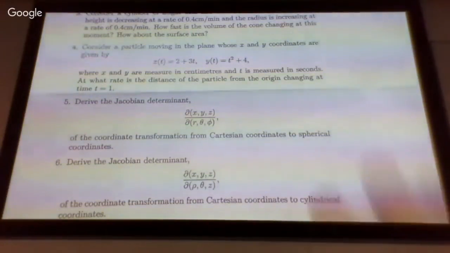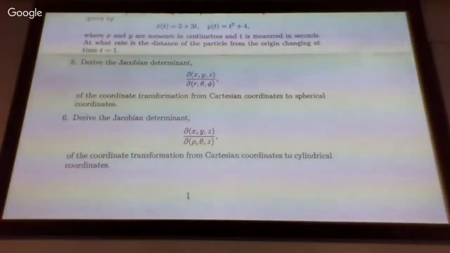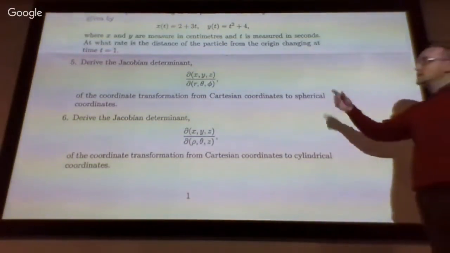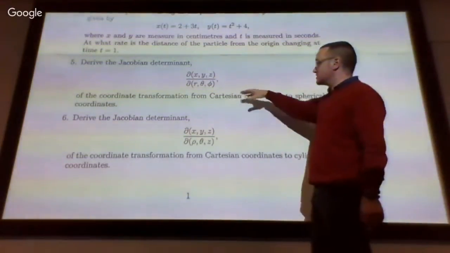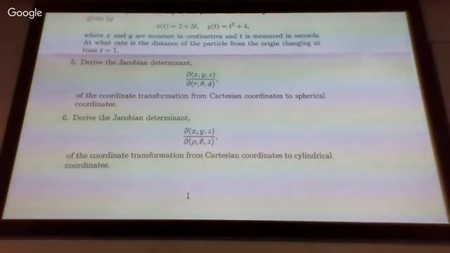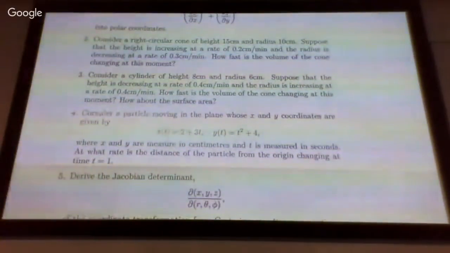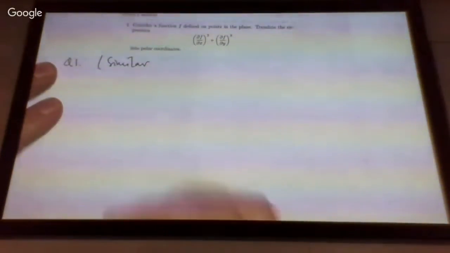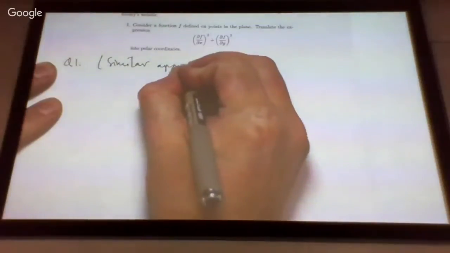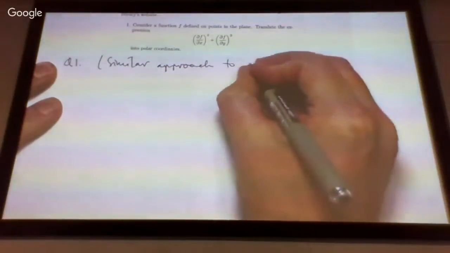And then questions 5 and 6, asking you to obtain the Jacobian determinants of the transformations from Cartesian coordinates to spherical polar coordinates and cylindrical polar coordinates. Okay, so let's have a go at question 1 there. So this will be a similar approach, similar to the example from the lectures.